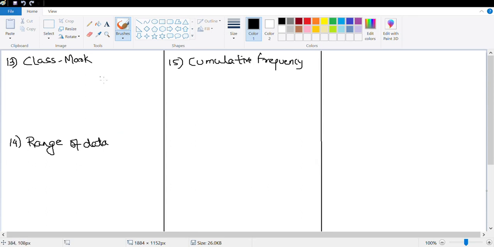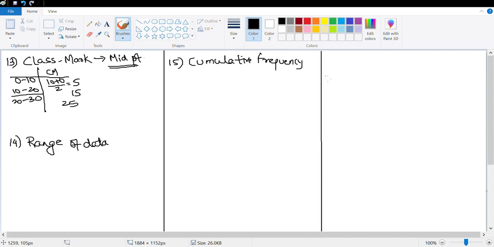Now what is class mark? Class mark basically is the midpoint of a class interval. Now does it matter whether the data is given in continuous or discontinuous? Let's look at it. If I have to find the class mark of the data which was 0 to 10, 10 to 20, 20 to 30, how do you find the midpoint? Well, you add them and divide by 2. So 10 plus 0 divided by 2, which is 5. 20 plus 10 divided by 2, 15. 30 plus 20 divided by 2, that's 25. So this is my class mark, the midpoint.